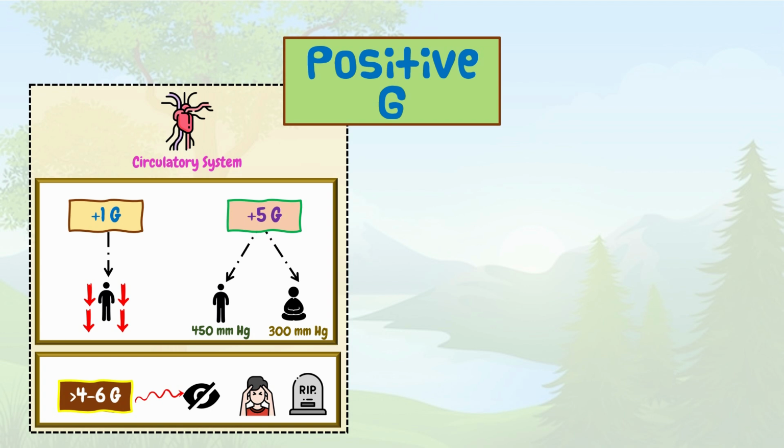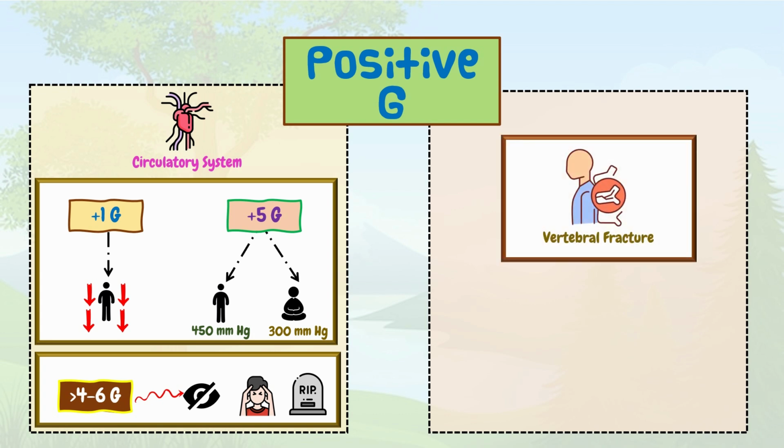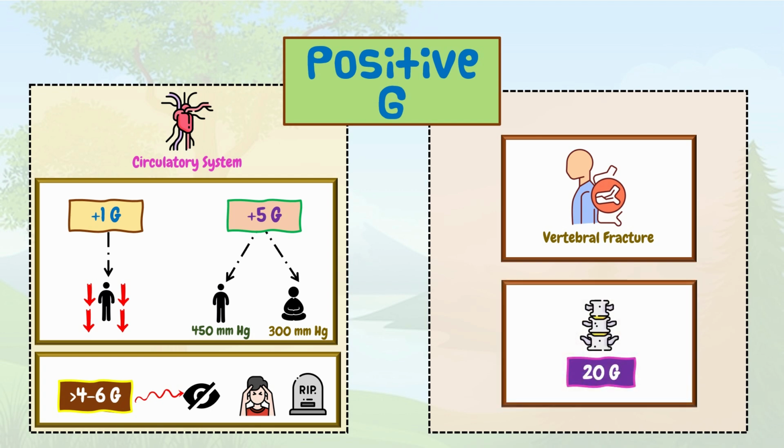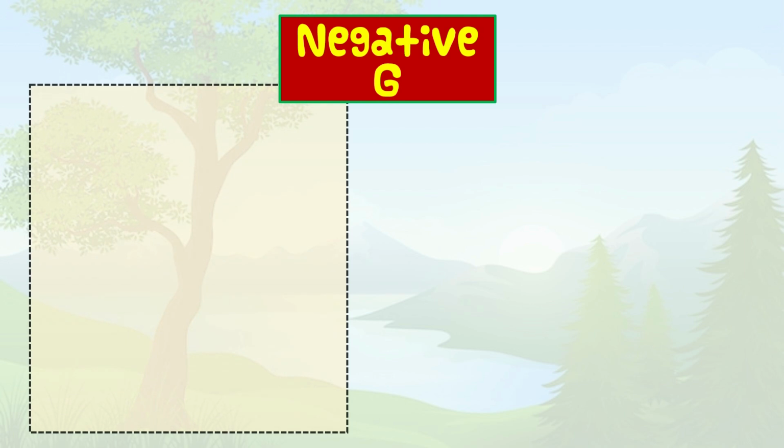Now, let's discuss effects on the vertebra. Extremely high acceleratory forces, for even a fraction of a second, can fracture the vertebra. The degree of positive acceleration that the average person can withstand in the sitting position before vertebral fracture occurs is about 20 G. Now, let's discuss the negative G.